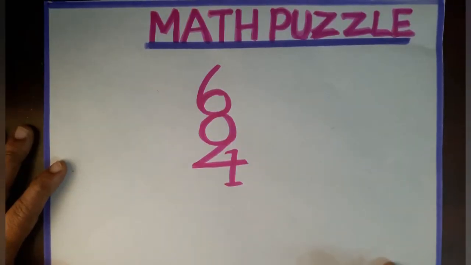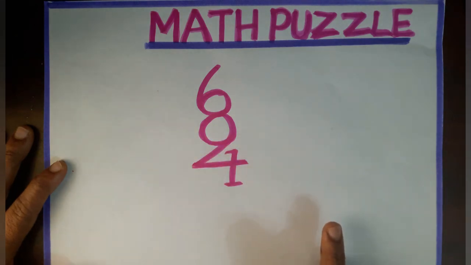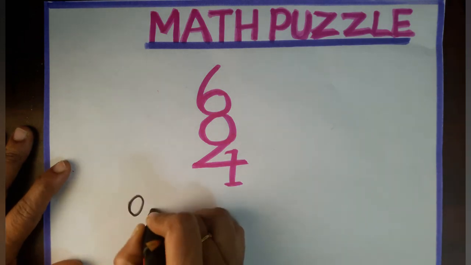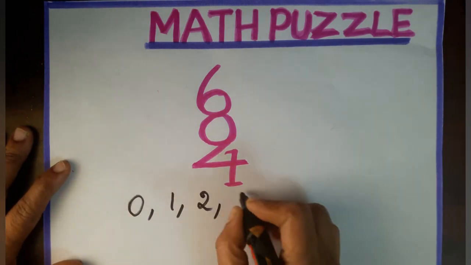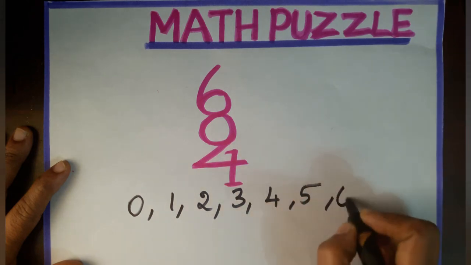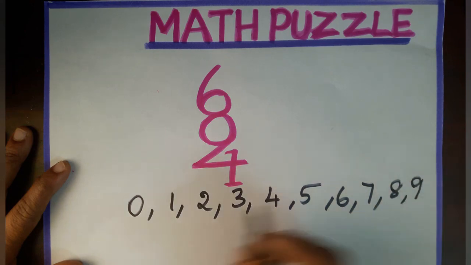Did anybody find the answer for this puzzle? Okay, I will explain the answer for this puzzle. You will see the numbers 0, 1, 2, 3, 4, 5, 6, 7, 8, 9. Therefore, the answer is 10.